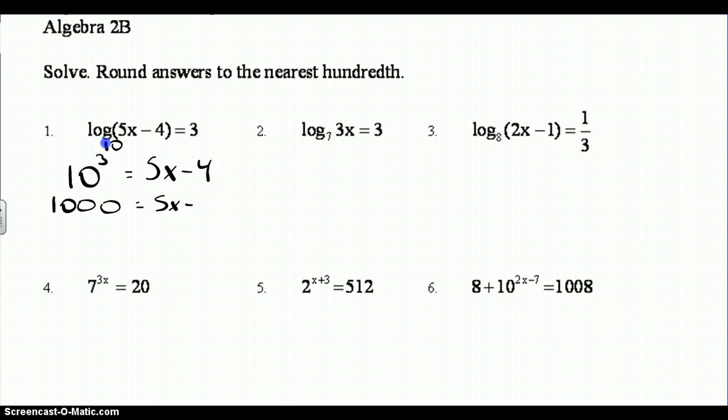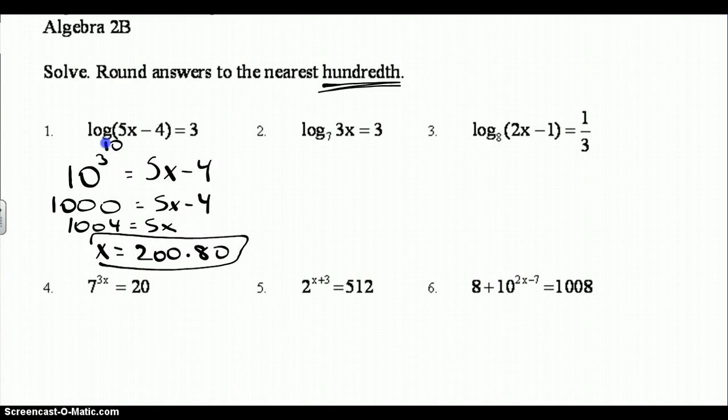And now I'm just solving a simple equation. Add 4 gives me 1,004 equals 5x, divided by 5. And remember, our goal is to round to the nearest hundredth. So x equals 200.80.